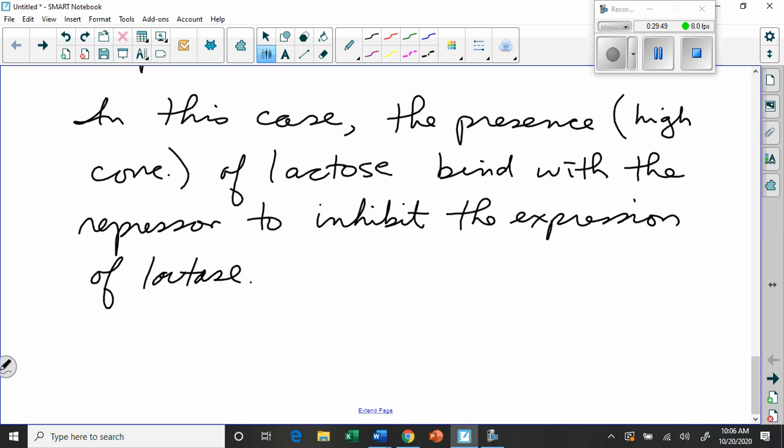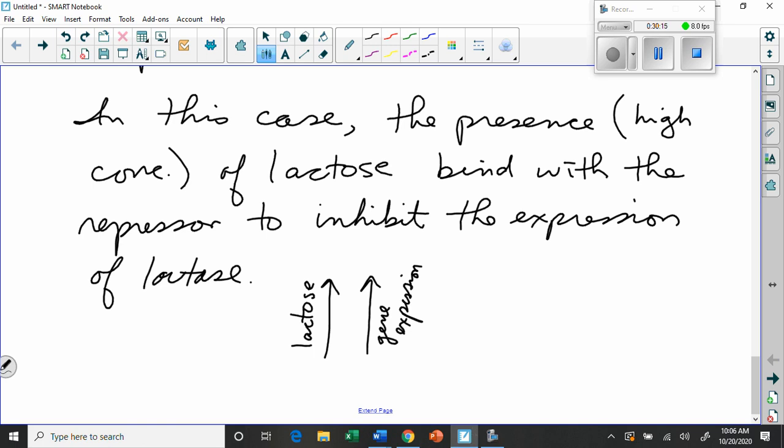Okay? So in other words, we get a case where if the lactose concentration goes up, the gene production goes up. Gene expression. You see that? Now, the opposite is also possible.